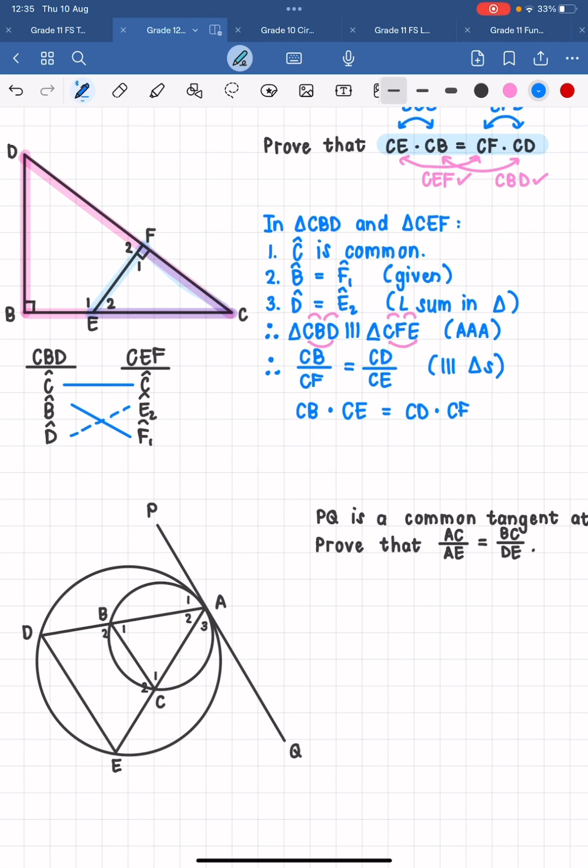Okay, so a similarity question, you have to prove similarity, do your fractions, and then cross multiply. The only new thing now was identifying the triangles.